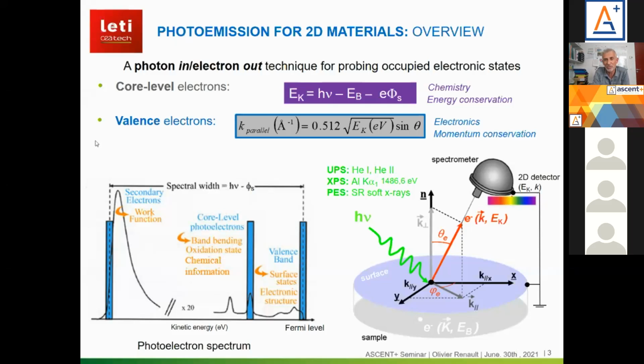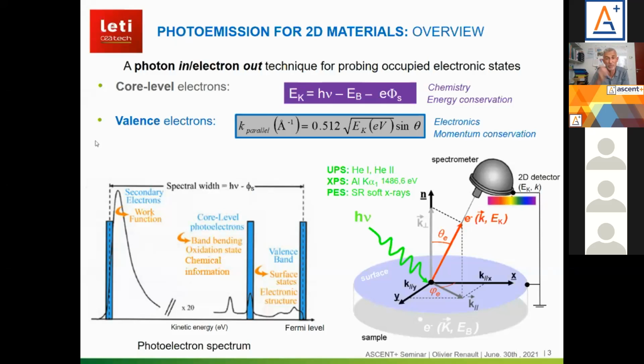So you have basically two kinds of conservation laws behind photoemission. For core level electrons, you have an energy conservation law. So the kinetic energy can be deduced from the binding energy of the electron and the excitation energy h nu. And for valence electrons, you have a momentum conservation. So basically, the momentum of the electron parallel to the surface will be conserved in the crystal and in the vacuum. So experimentally speaking, you have a spectrometer which is measuring the kinetic energy distribution and the momentum distribution of the emitted photoelectrons in order to provide the requested information.